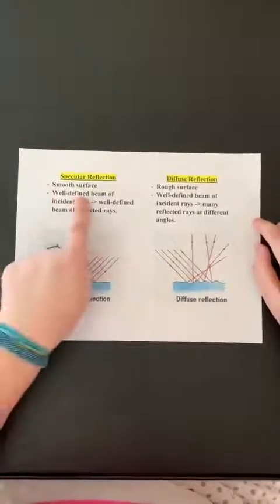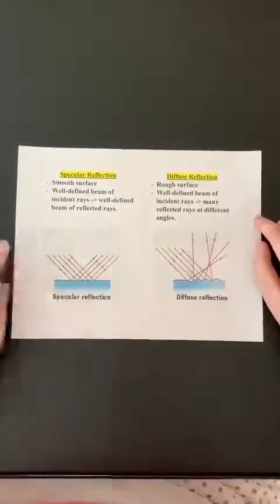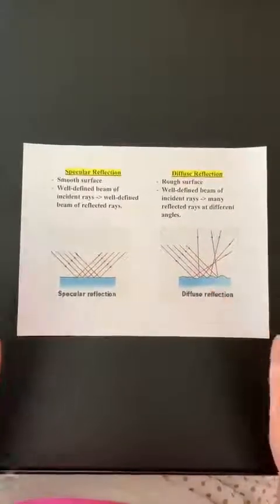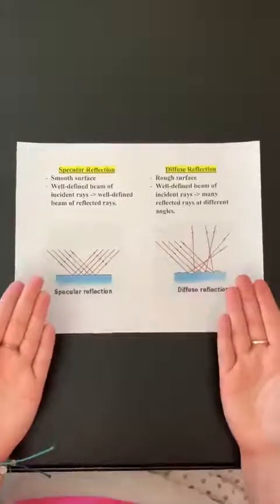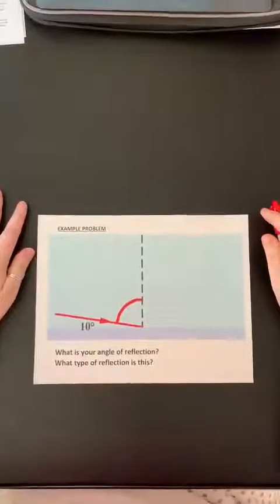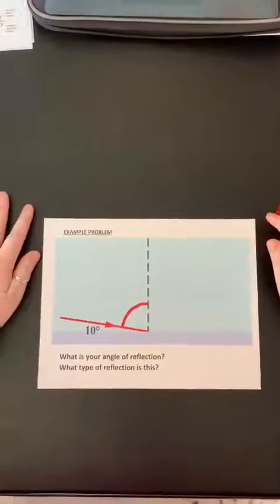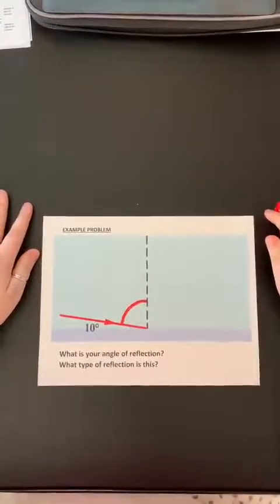Even though specular reflection involves a smooth surface and diffuse reflection involves a rough surface, the law of reflection applies to both specular and diffuse reflection. Let's try an example problem to make sure we understand how to calculate incident and reflected rays properly. Feel free to pause the video and try to solve this on your own.